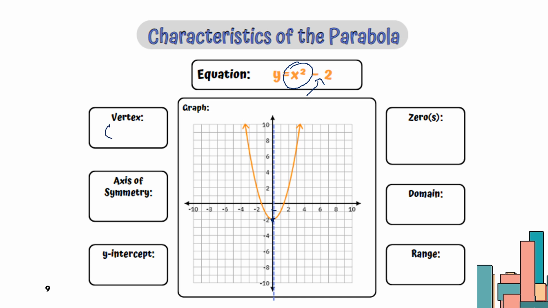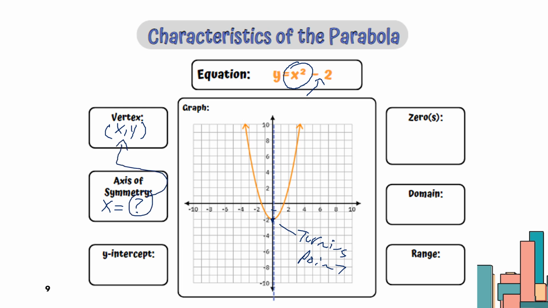Your vertex is your turning point. Turning point. Or it's the bottom of the valley. So what you need to do for your vertex, you need to write that point here. Your axis of symmetry is going to be x is equal to some number that when you fold this graph on top of itself, fold the paper over, it lies on top of the other side perfectly. And that x number always comes from your vertex.